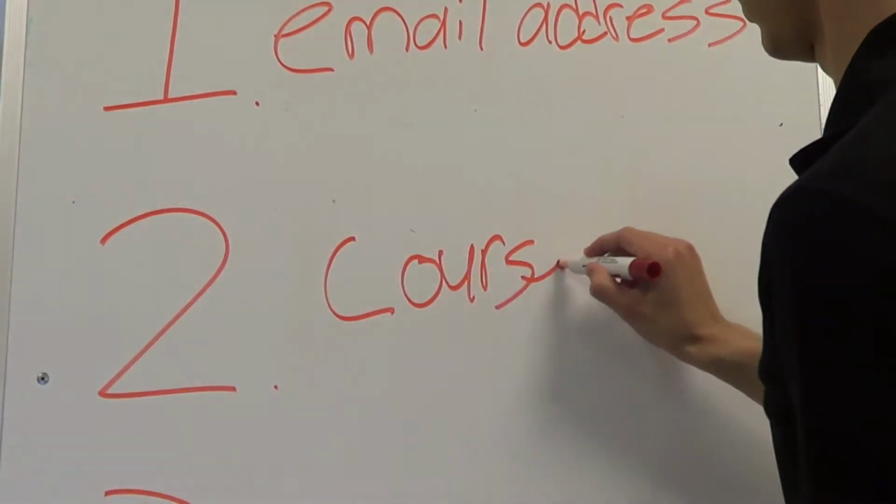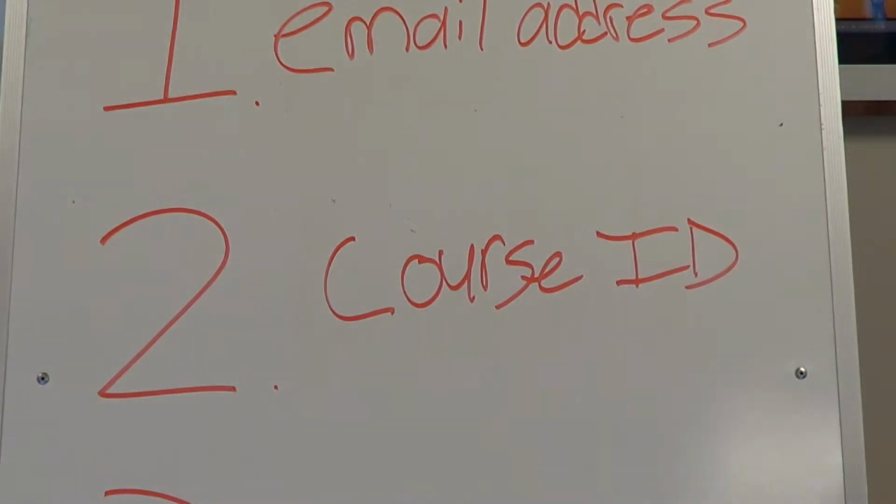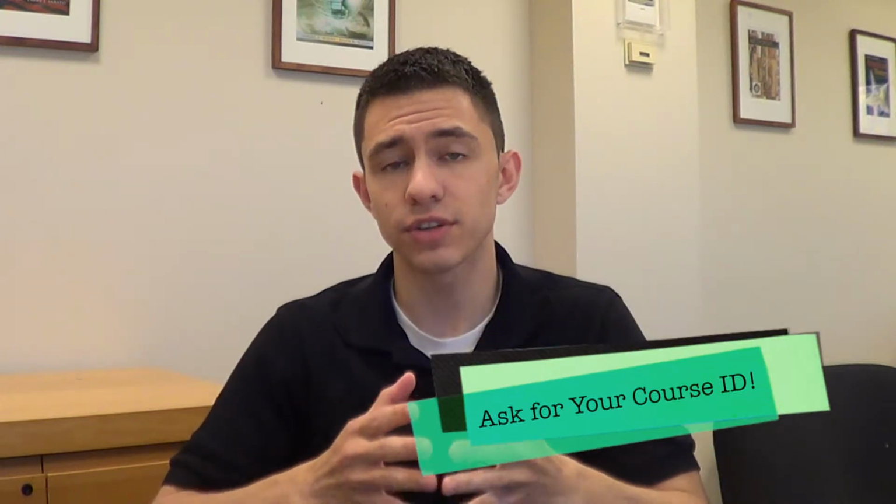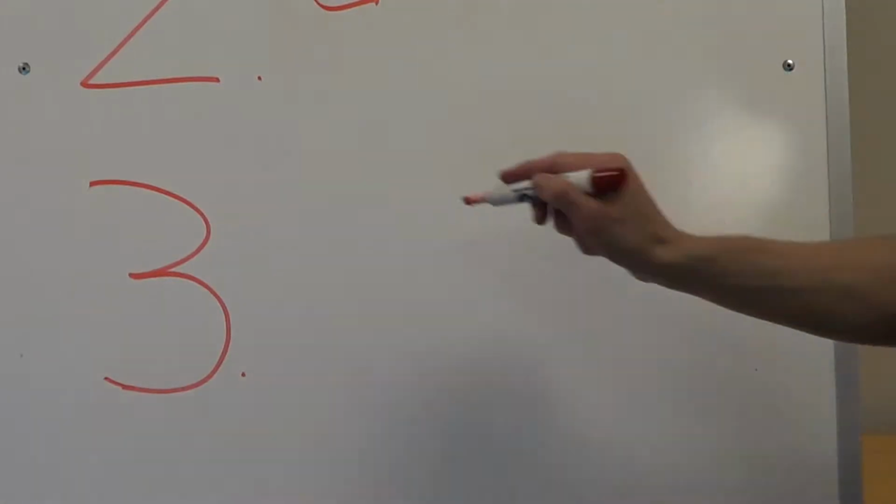Number 2, course ID. Your course ID is a code that links you directly to your MyLab page. This should be supplied to you by your professor in the beginning of the semester. Make sure you ask your professor where this number can be found, otherwise you can't continue with registration.